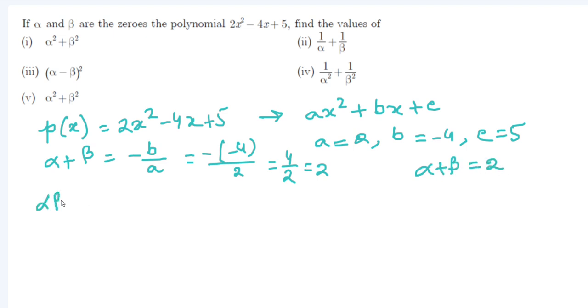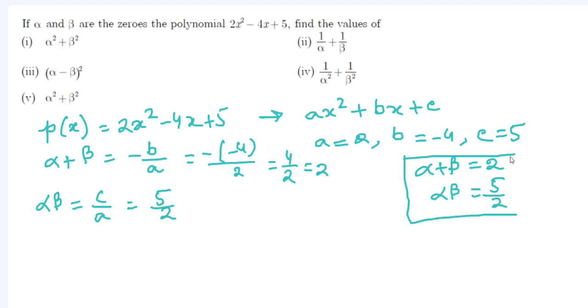Now alpha beta is equal to c by a. So c is 5, a is 2. So alpha beta we got 5 by 2. Now we have to apply this to find out the values of the questions.